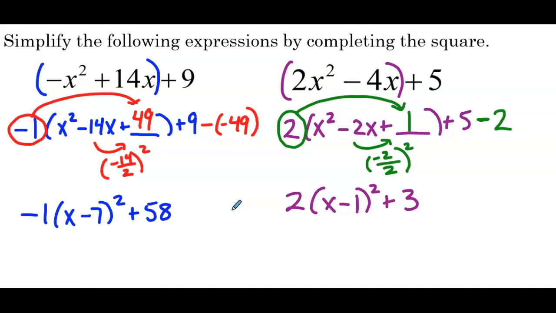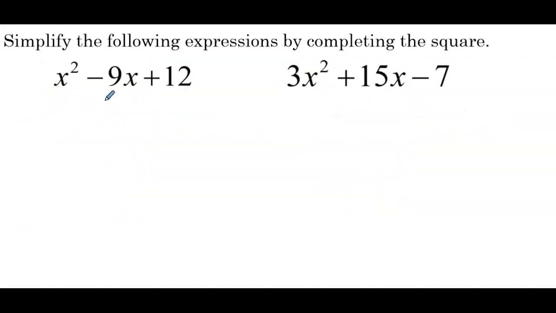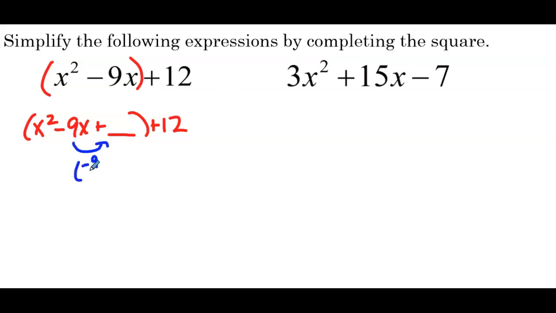I'm going to do 2 more examples just to give us more practice. So the first one is x squared minus 9x plus 12. So again, start by putting parentheses around the x squared minus 9x. The coefficient is 1, so we don't have any factoring to do. You can think of a factoring of 1 if you want to stay consistent here. So we have x squared minus 9x plus something plus 12. So we're going to take half of negative 9 and square it. So that would be 81 over 4, which means we have to subtract 81 over 4.